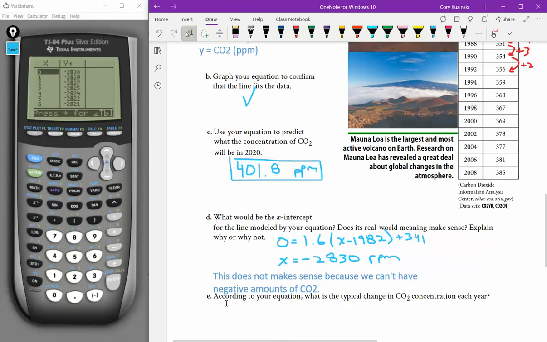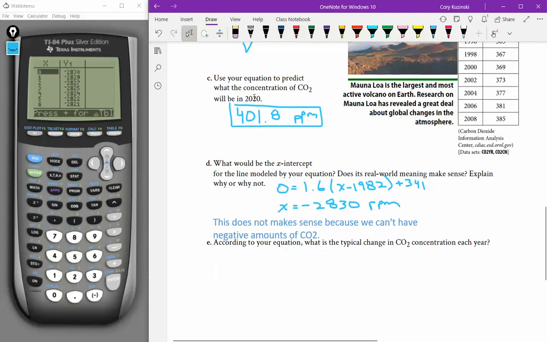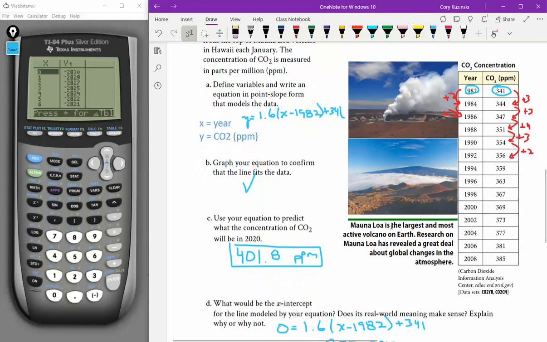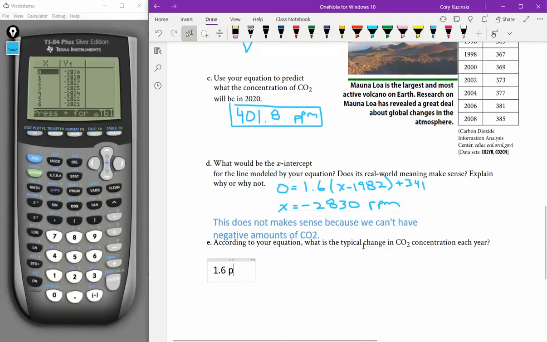All right, according to your equation, what's the typical change in CO2 concentration each year? And that is 1.6 parts per million per year. How about this? We'll say an increase of 1.6 parts per million per year. All right, there you go.